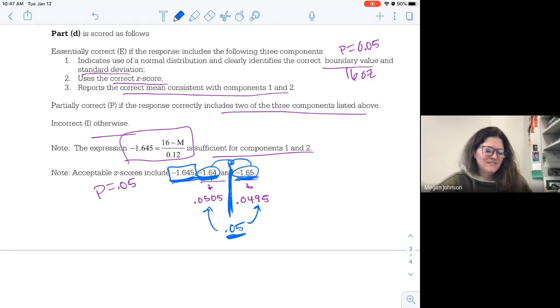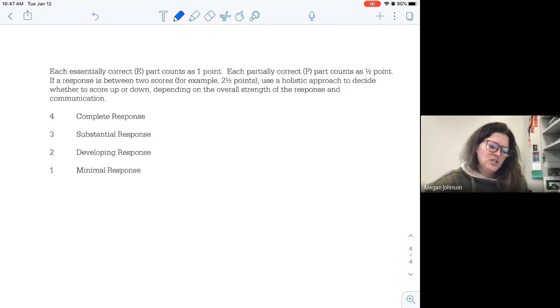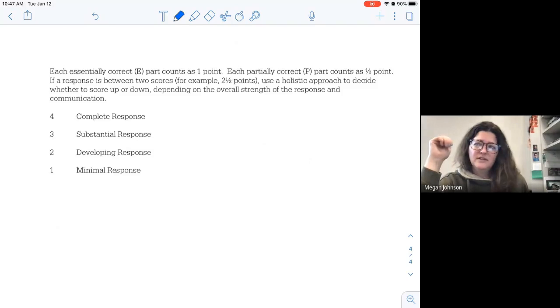We're at the end. How'd you do? Here's what they say. Each essentially correct counts for 1 point. Each partially correct counts for a half. You decide if you got closer to, if you're at a halfway mark, like if you're at 1.5 or you're at 2.5, you decide, am I closer to 2 or closer to 3? Was that a gimme P or was that a solid P? If that was a solid P, you can bump yourself up. Things like that. Okay.